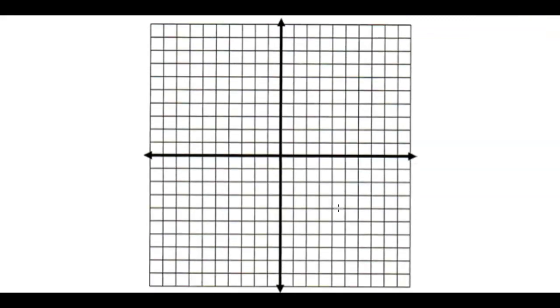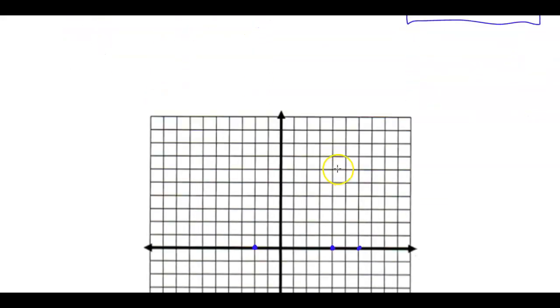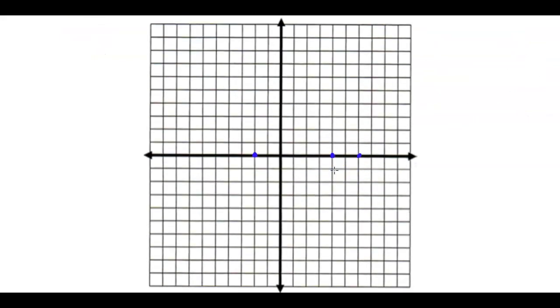All right, so here's our Cartesian plane. We're going to do x-intercepts at -2, at 4, and at 6. I'll make sure I got the right values, okay? And I also know here that I'm going to have end behavior that looks like this and like that, okay?